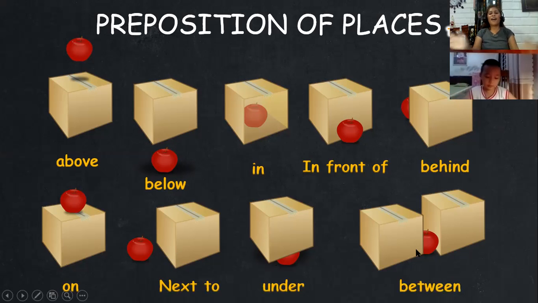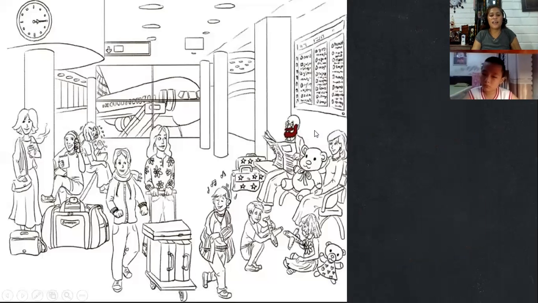This one. Between. Perfect. I will give you 20 stars and the other 5 stars from the lessons we have talked about. You've got 25 stars. Yeah, very good. Now, what have you seen in the pictures?